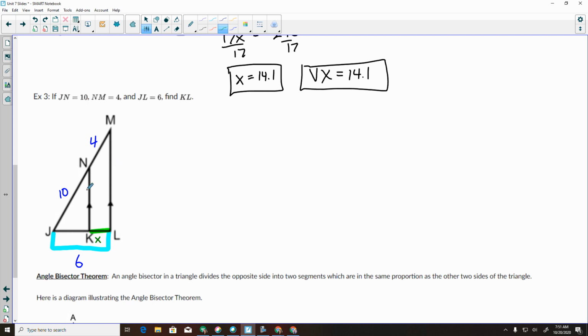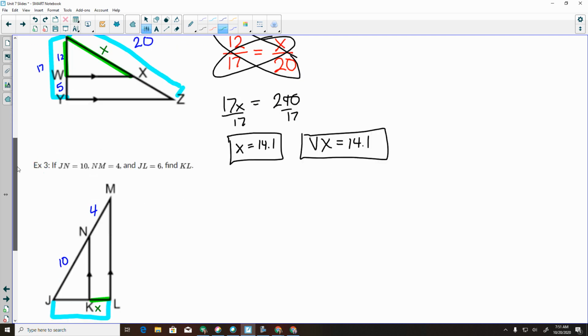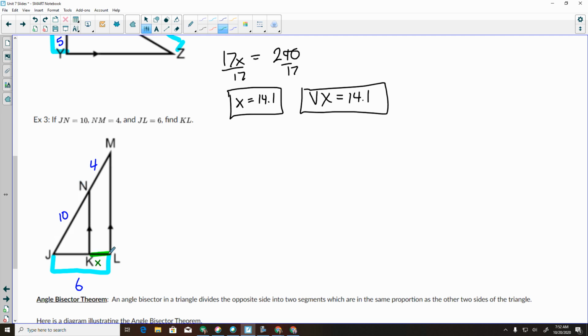So using the trick that I showed you from the very last problem, I showed you how VX matched up. It was the same color as the VW that was over here. So using that idea, if I was to highlight some side on the other side of this triangle, what do you think KL would match up to? If you're thinking 4, that would be correct. KL is going to match up to this NM over here.